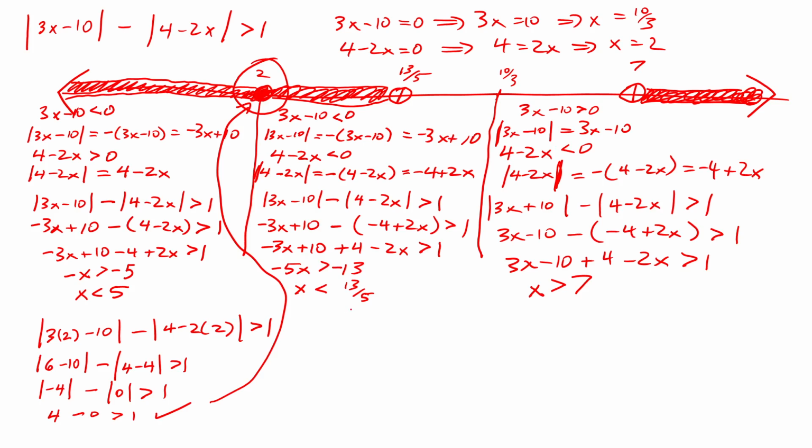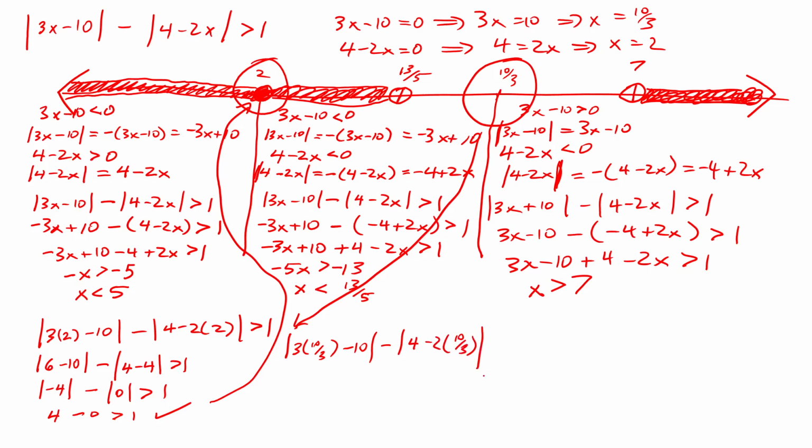Now, do we shade in the 10/3? Well, which is this guy right here. Do we shade that in? Well, let's find out. 3 times 10/3 minus 10 in absolute value brackets minus the absolute value of 4 minus 2 times 10/3 being greater than 1. Well, 3 times 10/3 is 10. So I'd be saying the absolute value of 10 minus 10 minus, we've got 4 minus 20/3. 4 is equal to 12/3. 12/3 minus 20/3 is negative 8/3.